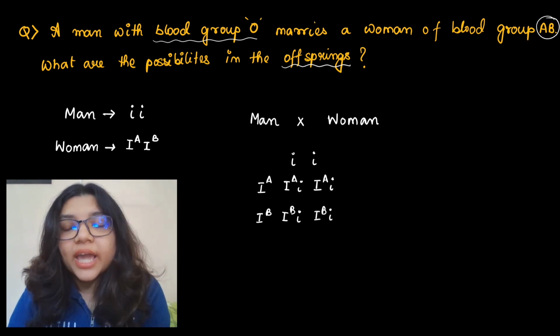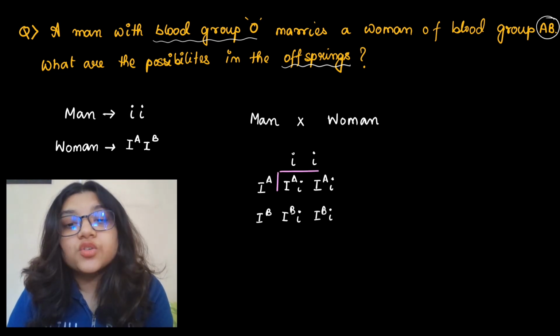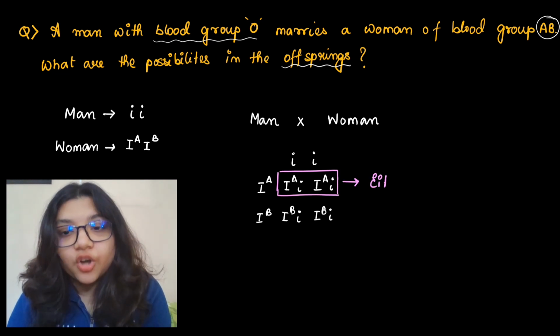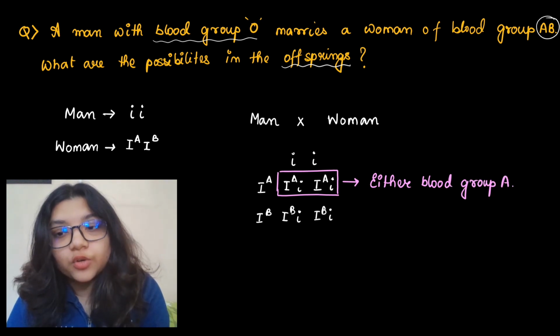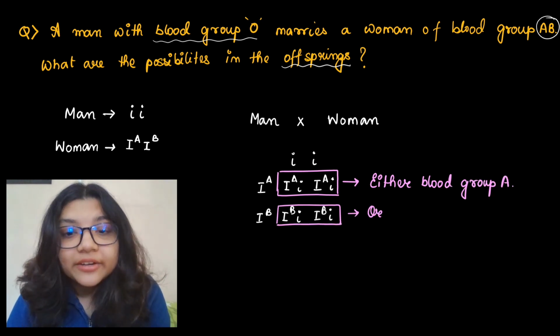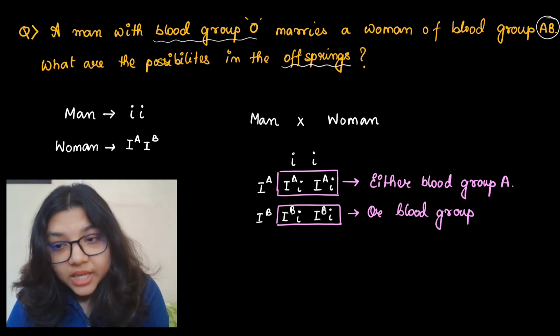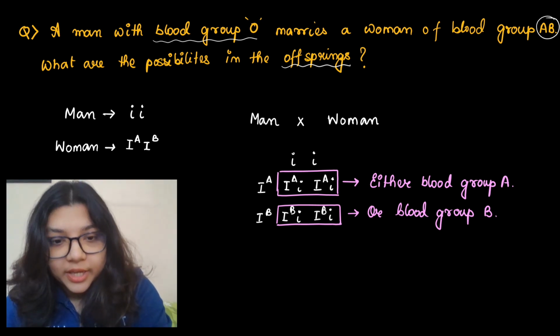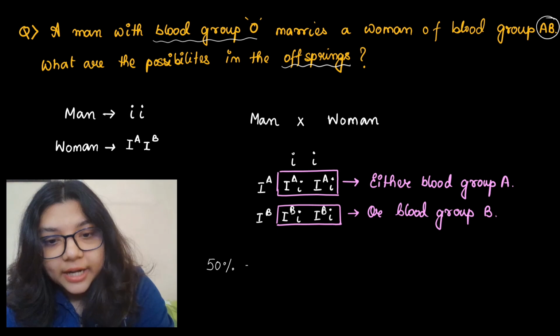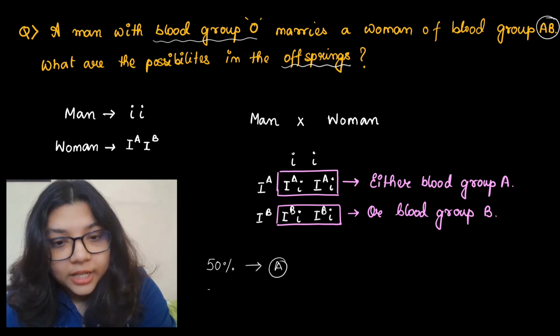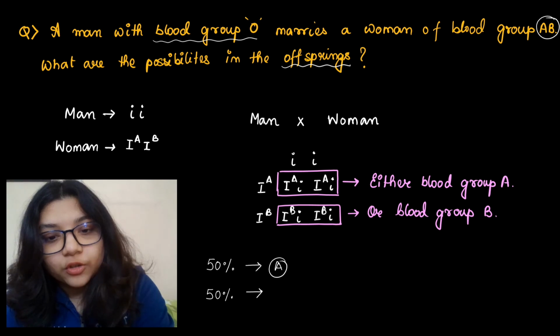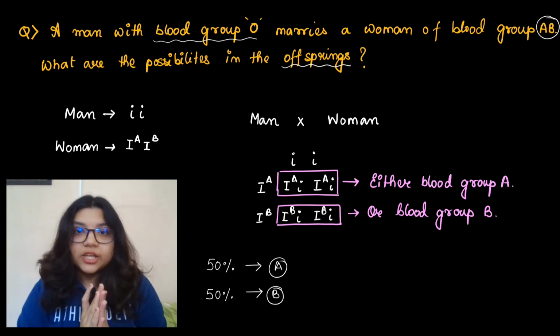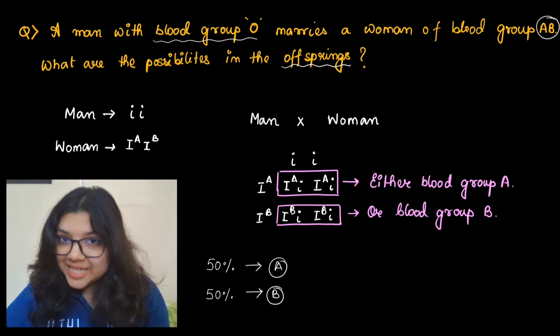So in this case, if you carefully note, you have two IA small i, you have two IB small i. So IA small i is what? This is blood group A, right? And IB small i refers to blood group B. So what we can say is that the possibility of the offspring is a 50% chance that the blood group will be A, and another 50% chance that the blood group will be B. Okay? So I guess this is absolutely and clearly understandable.